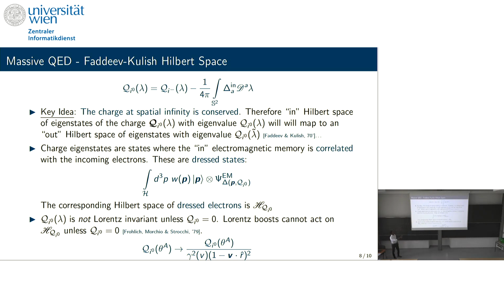is that these charges, this radial component of the electric field at large distances, is not Lorentz invariant. And so if I try to restrict to a Hilbert space of definite charge, Lorentz boosts can't act on this Hilbert space. It's like trying to define a Hilbert space of definite position. The infinitesimal momentum operator is not going to be well defined on such a Hilbert space. In the same manner, Lorentz boosts cannot act on this Hilbert space that I've just constructed unless I set all of the charges equal to 0.